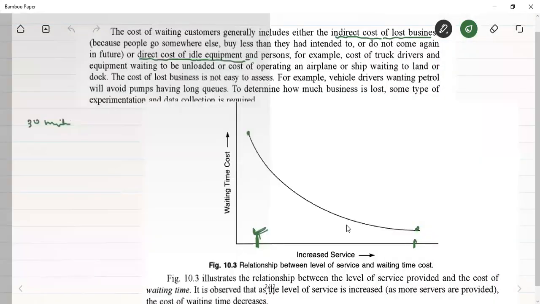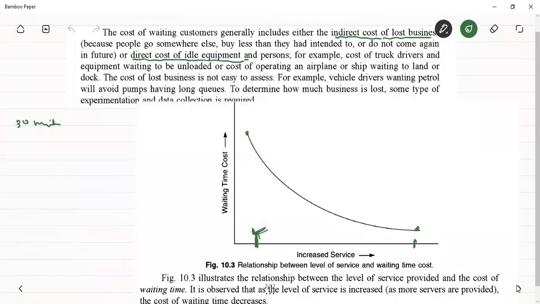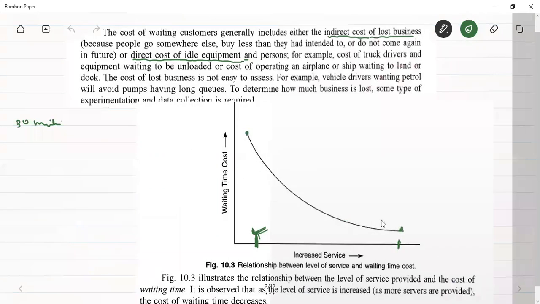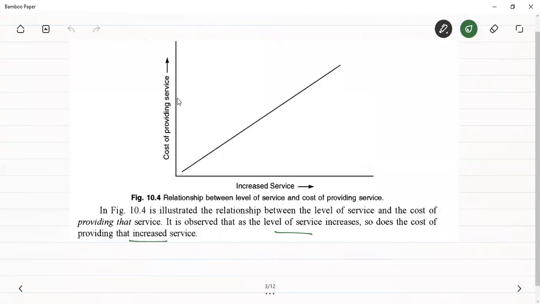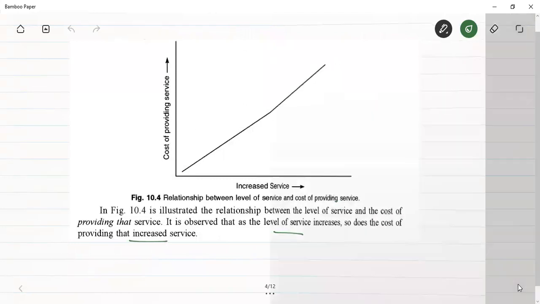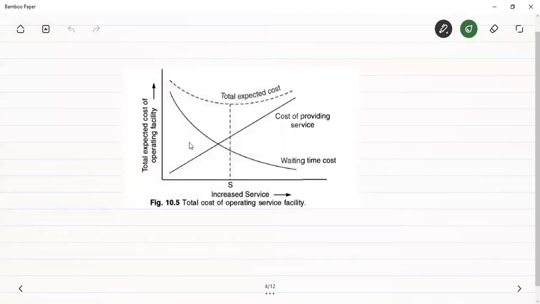Okay, so if you combine these two curves, this is the first curve where we have the waiting time cost, and this is the second graph where we have the cost of providing the service. If you merge them, you come across this. ये हमने देखा. This is for the waiting cost, and this is for the cost of providing service.